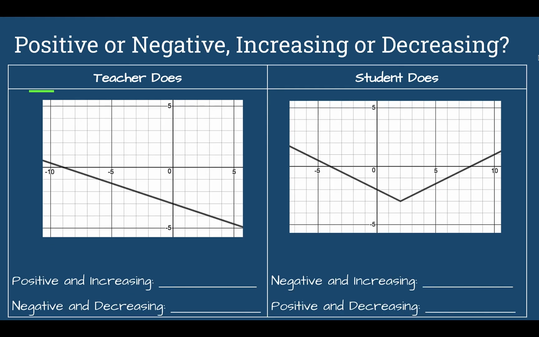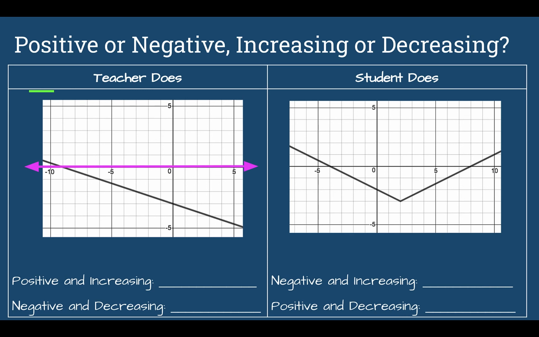Now let's look at a couple examples where we want more than one thing to be happening at the same time. So first, let's look at positive and increasing. It needs to be both positive and increasing at the same time. So let's start with positive.